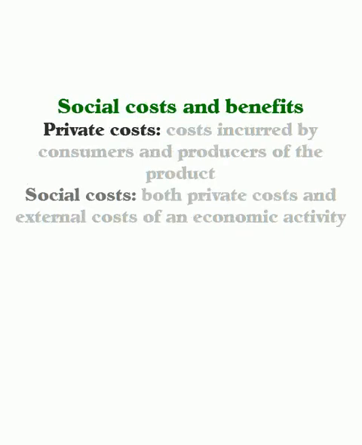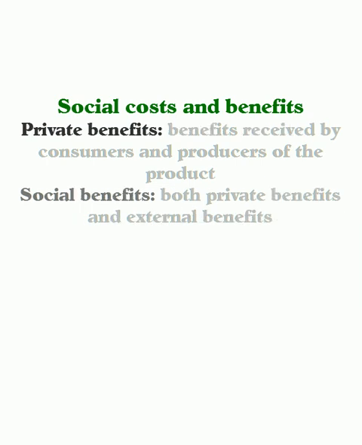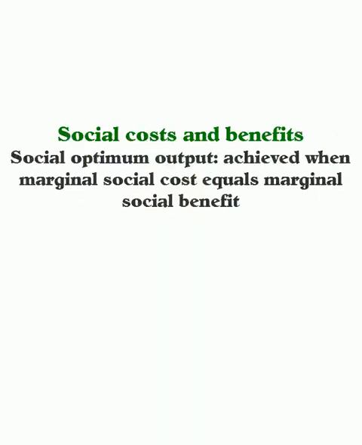Social costs and benefits. Private costs, costs incurred by consumers and producers of the product. Social costs, both private costs and external costs of an economic activity. Private benefits, benefits received by consumers and producers of the product. Social benefits, both private benefits and external benefits. Social optimum output, achieved when marginal social cost equals marginal social benefit.